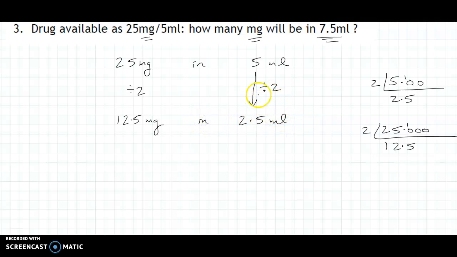Now you see, if we add the 2.5 and the 5, we'd end up with 7.5 mils. And if we add these fellas here, 25 and 12.5, that would come to 37.5 milligrams in 7.5 mils. There should be a 7.5 there. And that would be our answer there.